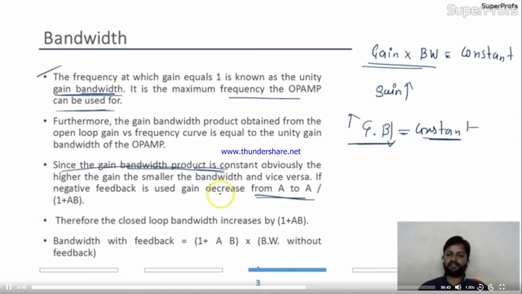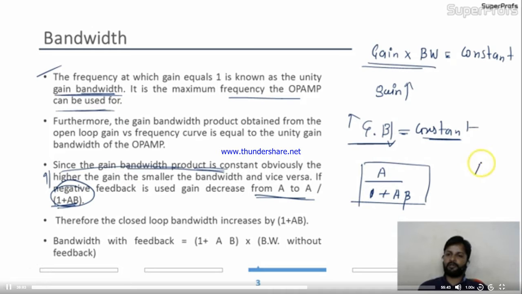We have seen this in the block diagram. We made the block diagram and we found the transfer function. The transfer function was A divided by 1 plus A beta. Okay, this is for closed loop. If you have open loop, you have only A. But once you feed it back negatively, you are getting 1 upon 1 plus A beta. So it's going to reduce by this factor.